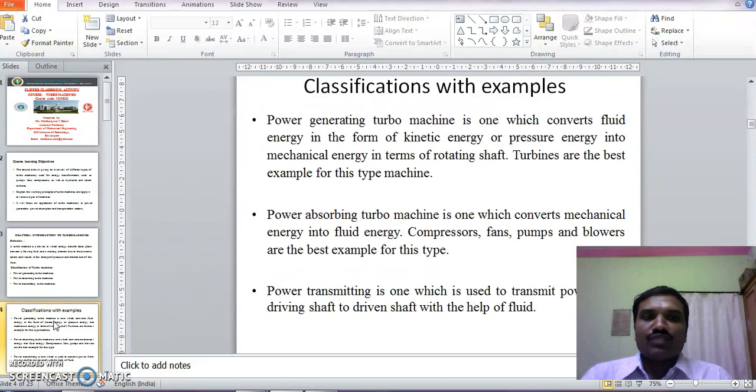A power generating turbomachine is one which converts fluid energy in the form of kinetic energy or pressure energy into mechanical energy in terms of a rotating shaft. Turbines are the best examples for this type of machine. A power absorbing turbomachine is one which converts mechanical energy into fluid energy. Compressors, fans, pumps, and blowers are the best examples of this type. Power transmitting is one which is used to transmit power from the driving shaft to the driven shaft with the help of fluid.